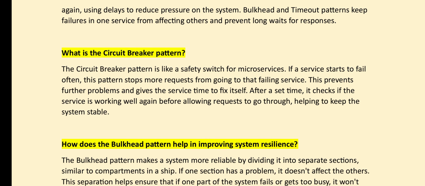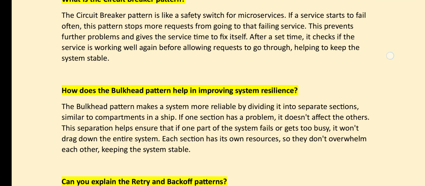What is the circuit breaker pattern? The circuit breaker pattern is like a safety switch for microservices. If a service starts to fail often, this pattern stops more requests from going to that failing service. This prevents further problems and gives the service time to fix itself. After a set time, it checks if the service is working well again before allowing requests to go through, helping to keep the system stable.